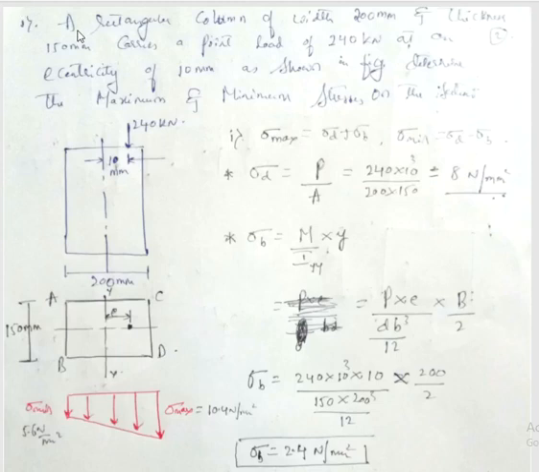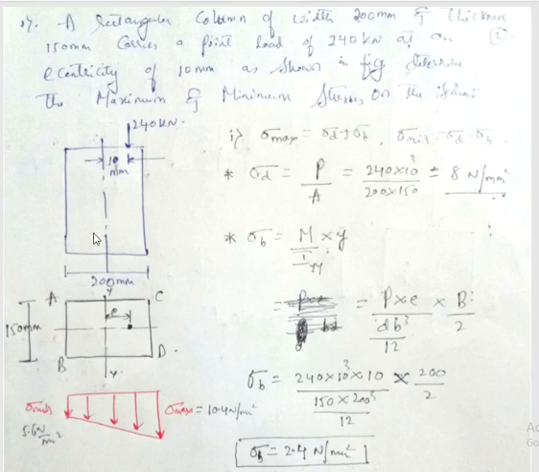We'll start with the problems now. Look at the first problem. A rectangular column of width 200 mm and thickness 150 mm carries a point load of 240 kilonewton at an eccentricity of 10 mm as shown in figure. Determine the maximum and minimum stresses on the section.